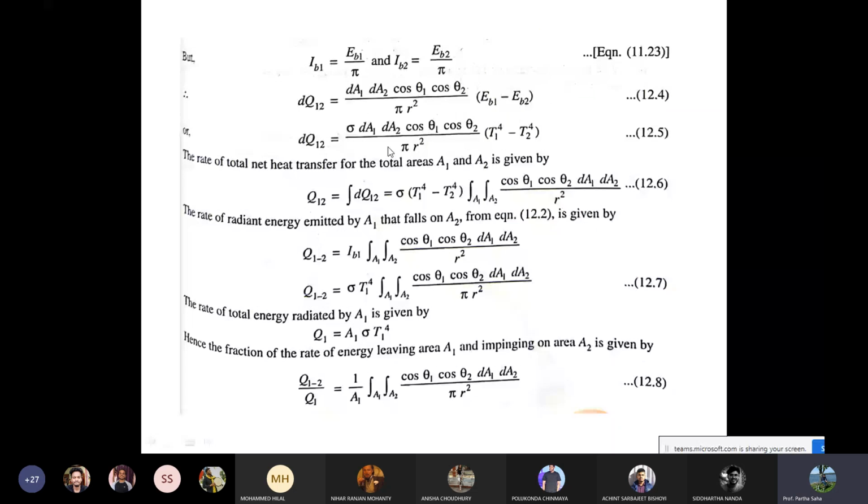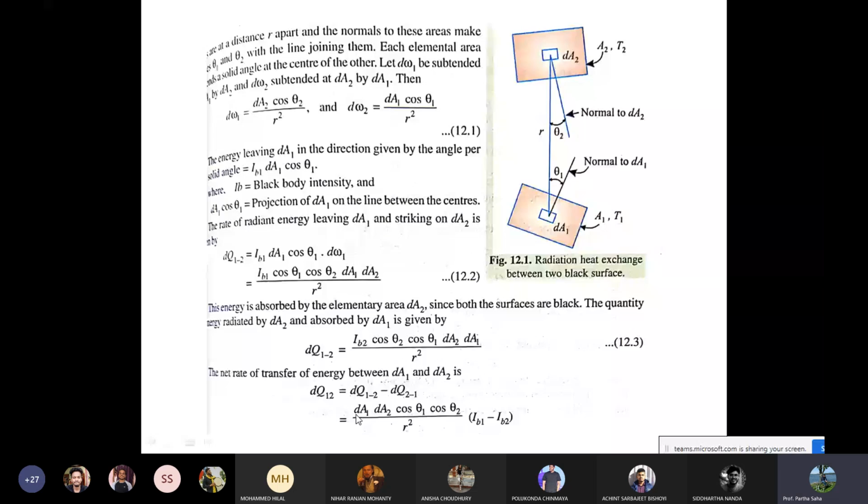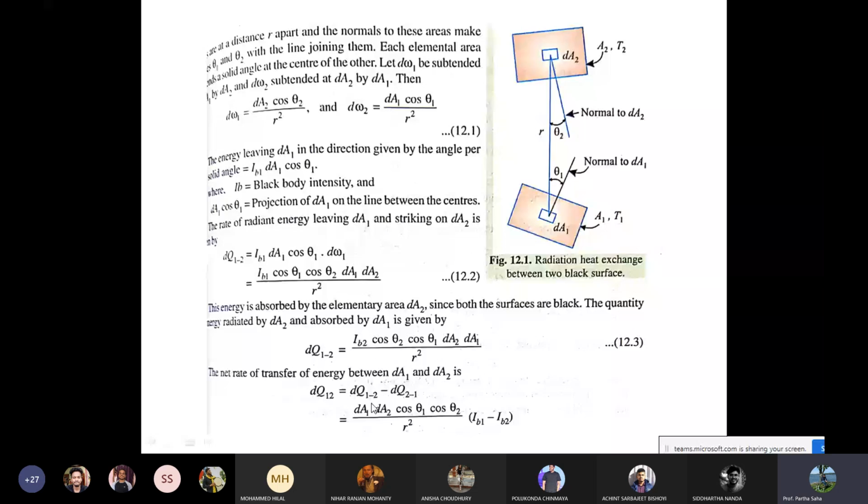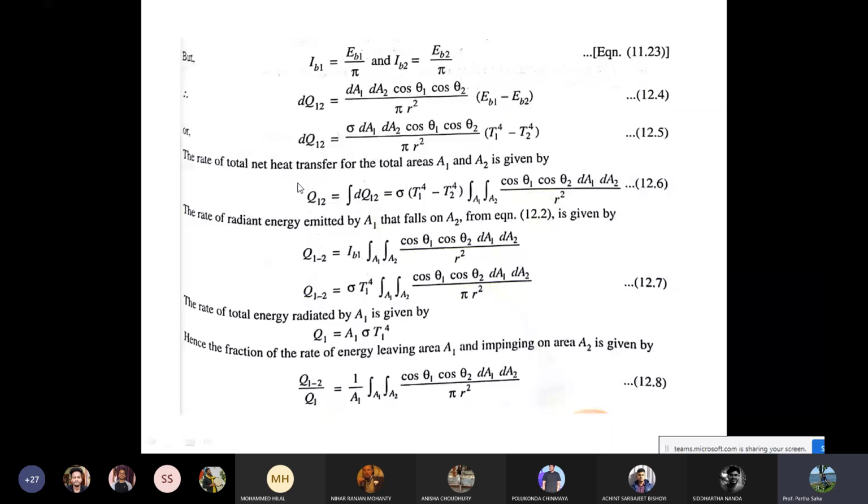Now IB1 is EB1 by pi and IB2 is EB2 by pi, and finally dQ becomes this expression. The rate of total heat transfer between the total areas A1 and A2 is given by the integration of this expression, which comes out like this. Then you integrate this equation, and finally you get this formula.